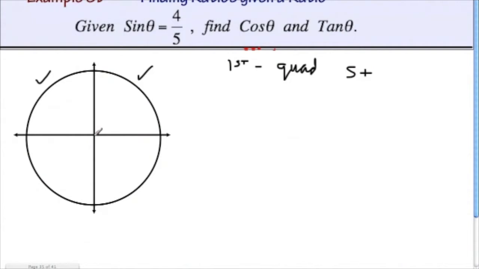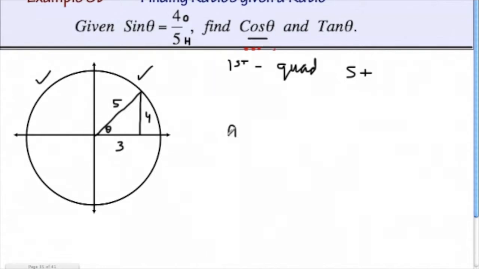So now I can draw my triangle, and I know this is the opposite, so I'll put O because it's sine, and this is my hypotenuse. The opposite is 4, which is right here. You can put theta down there, it helps. And this is 5. You need to find this other side, so you do your Pythagoras theorem: 5 squared take away 4 squared, and we get 3. Now I can answer this question.